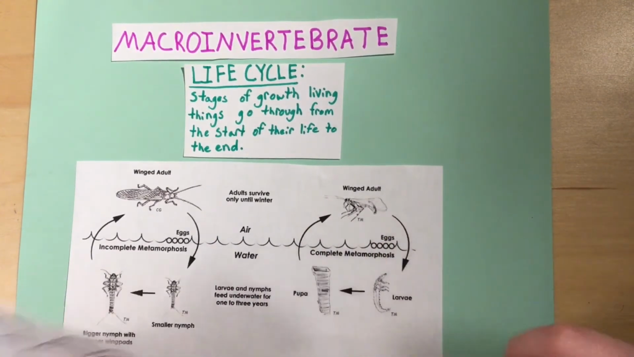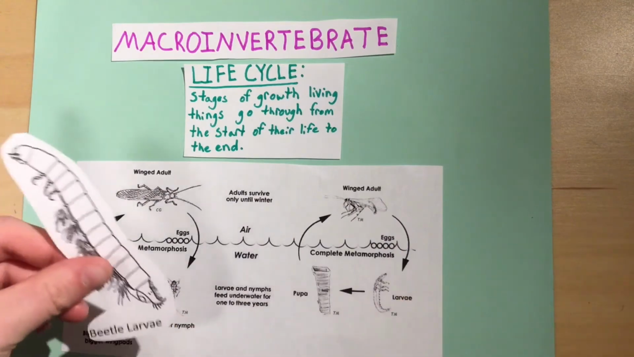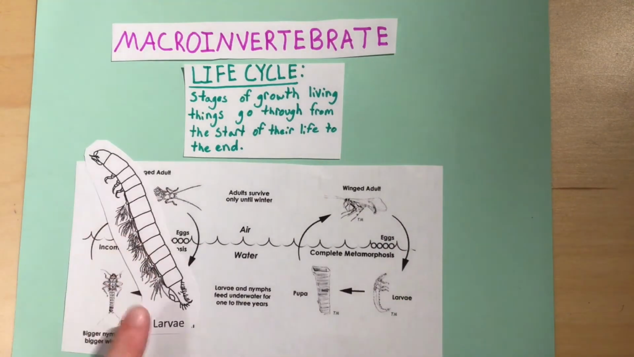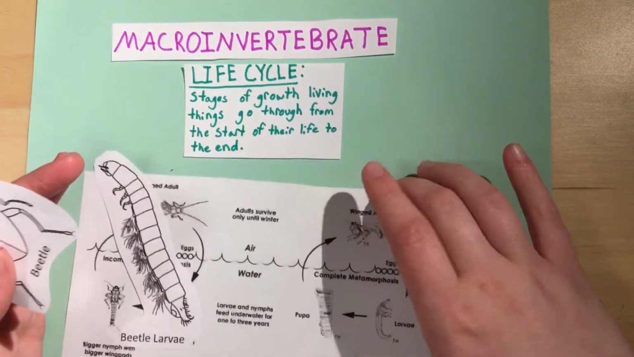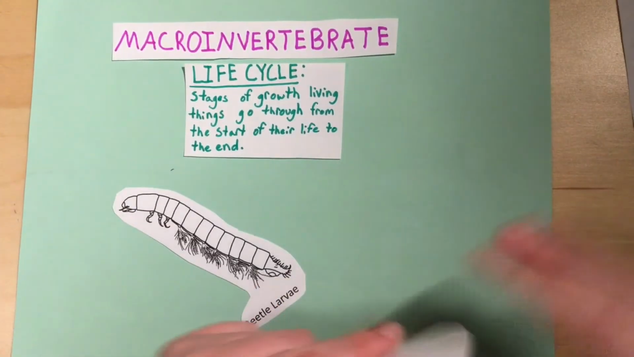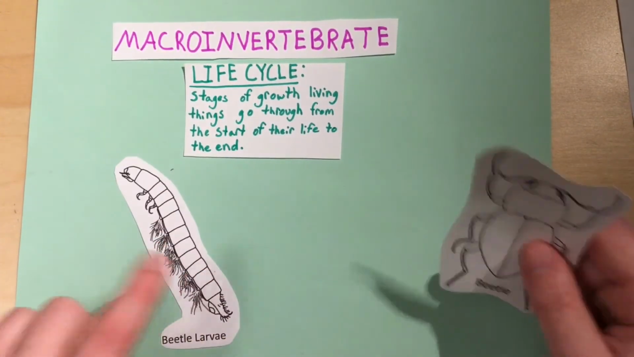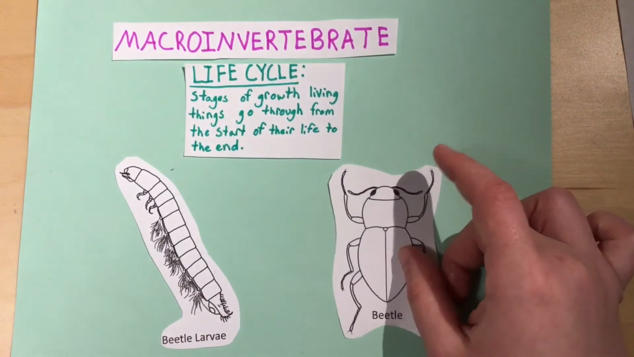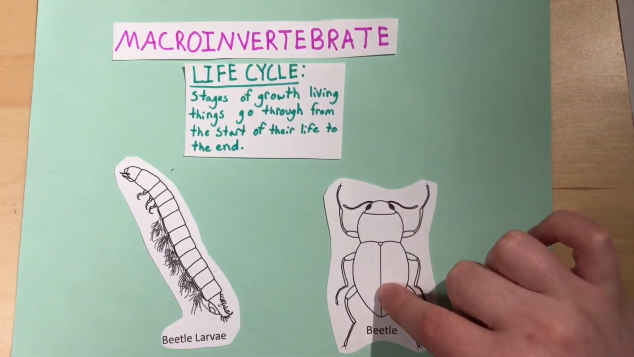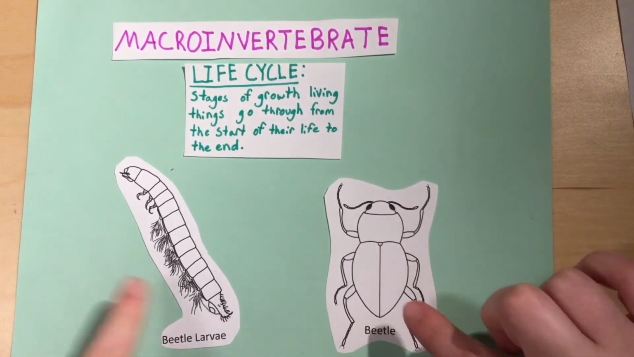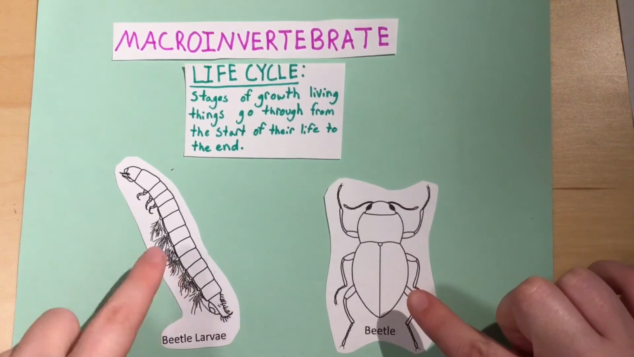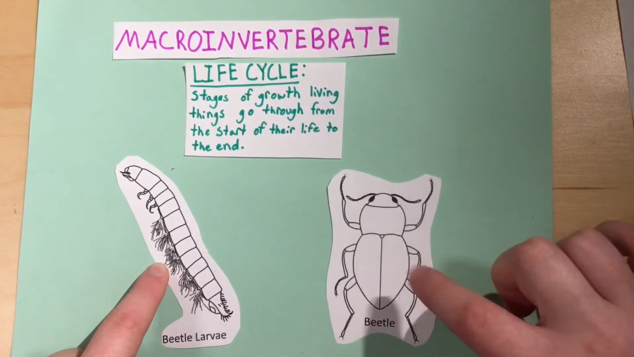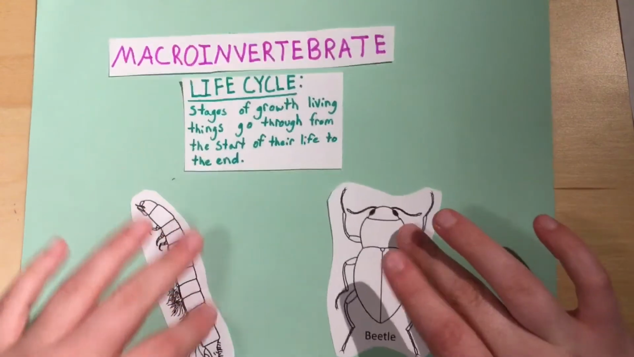Another example of this from the macroinvertebrate world of the water is we have beetle larvae. That's right here. So this is what they look like when they're larvae, and then they make a cocoon and they come out and they look like a beetle. So they look very different from the beginning of their life to their adult life.